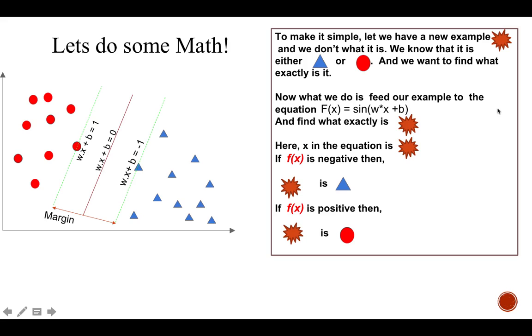To make it simple, let's say we have a new example. We don't know what it is. We know that it is either a triangle or a circle. Now we feed our example to the equation f of x equals sign of w dot x plus b to find out what this object is. Here x in the equation is a triangle if f of x is negative, and if f of x is positive, it would be a circle.